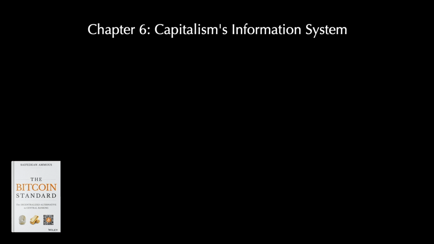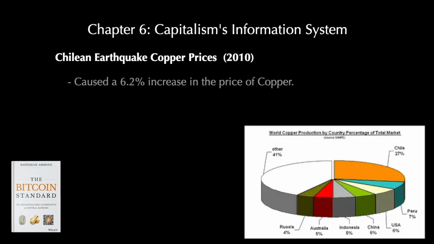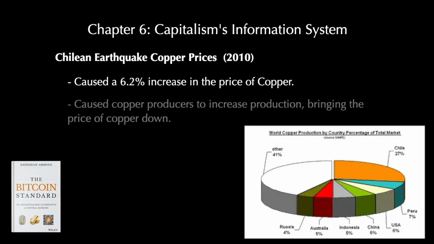The earthquake caused damage to the copper mines, resulting in a 6.2% increase in the price of copper. Anyone in the world who needed copper was affected by this without knowing anything about the earthquake. This immediately caused other copper producers around the world to produce more copper to take advantage of the higher prices, which in turn caused the prices of copper to fall because of the increased supply. Within a few days, prices of copper were back to normal.